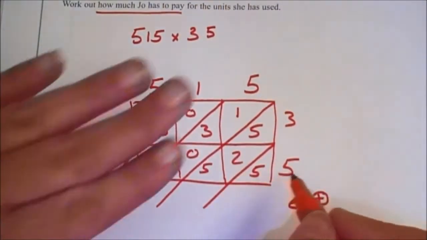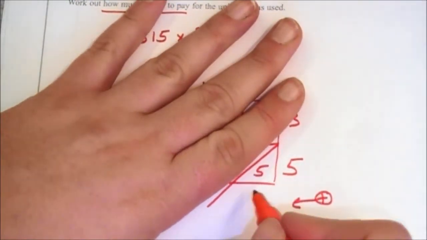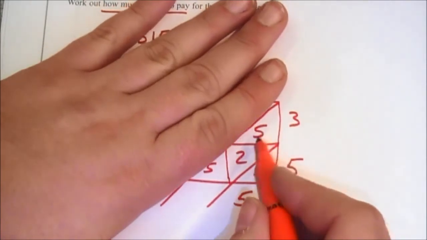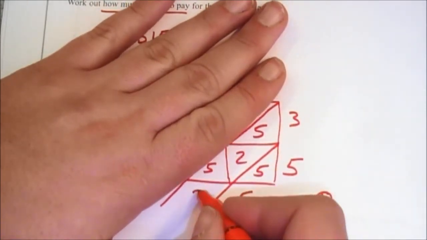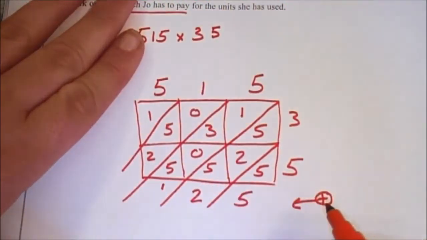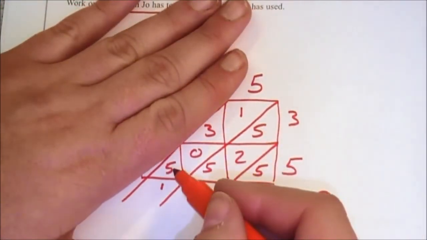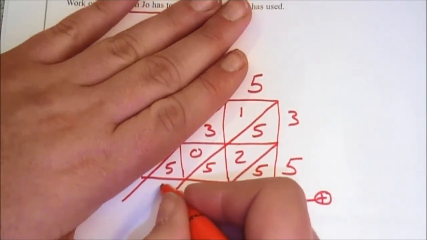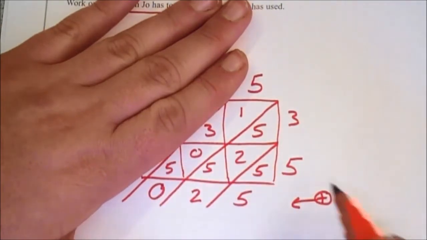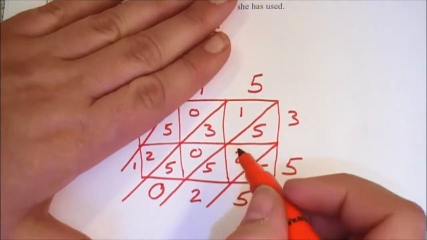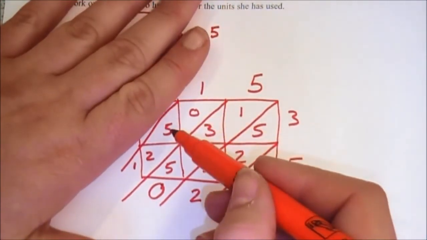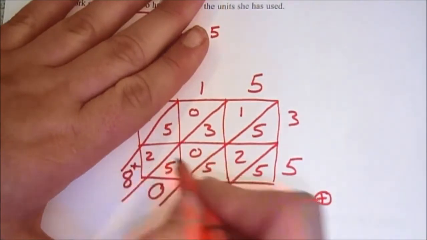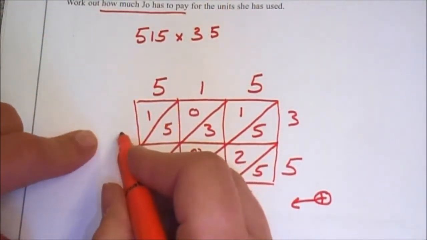So now I'm going to add the diagonals up. In this diagonal, I've just got 5. In this diagonal, I've got 5, 10, 12. So I put my 2 down, carry my 1. In this diagonal now, I've got 5 and 3, which is 8, 9, 10 with the 1 I carried over. So that's now a 0, and I'm carrying another 1 over here. So now over here I've got 5, 7, 8. And then here I've just got 1.